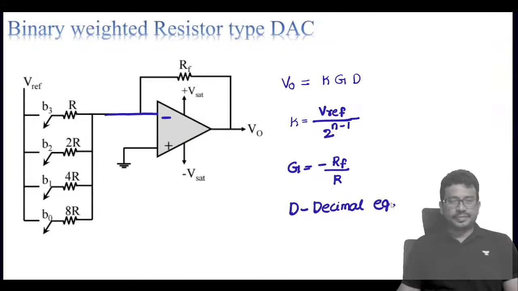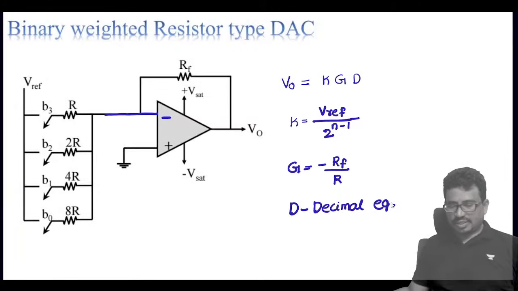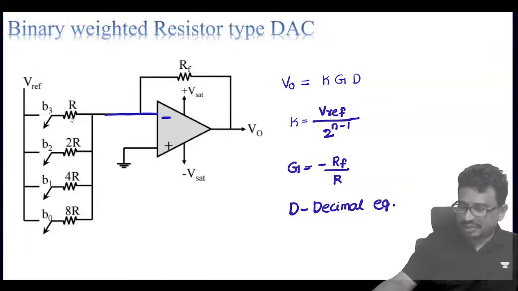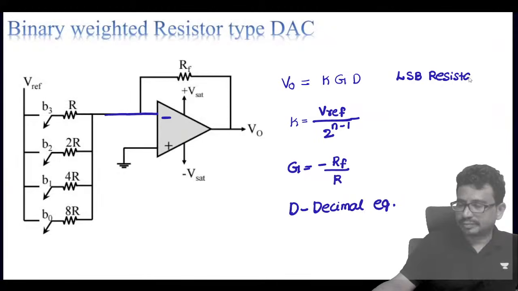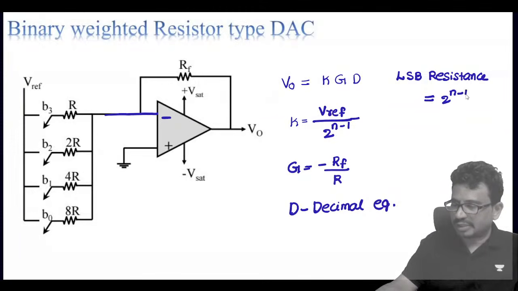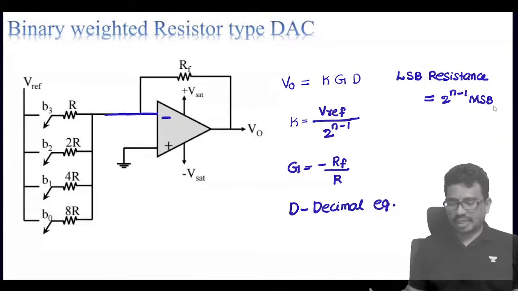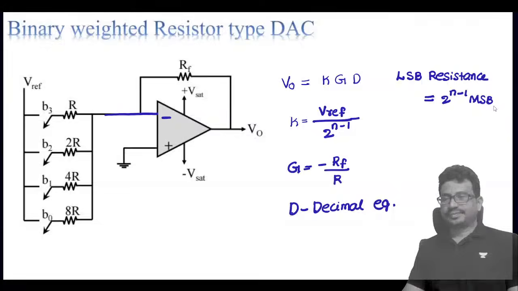Okay. And another important thing you need to remember here is which is the LSB and which is the MSB. So the LSB resistance is equal to 2 power n minus 1 into the MSB resistance. Okay.